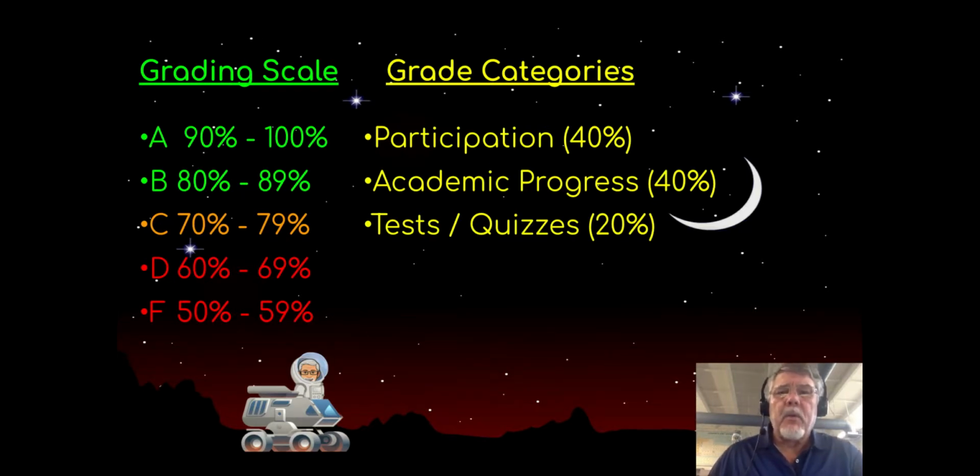So the grade categories, I have 3: participation, which counts as 40%. So that's almost half of your grade is participation. Academic progress is 40% also. And then tests and quizzes will count as 20% of your grade.